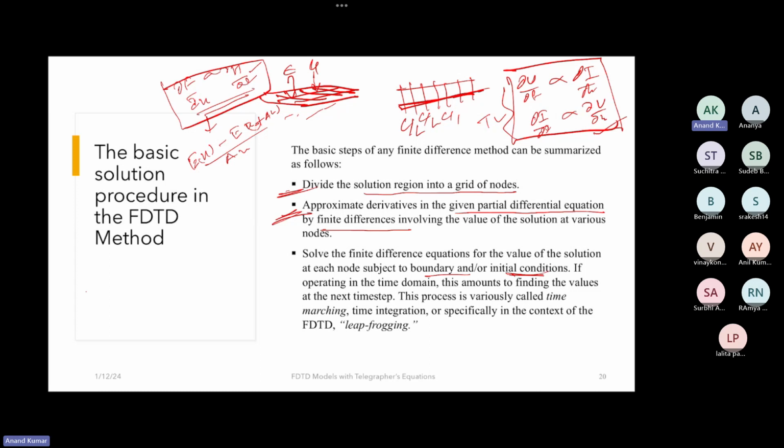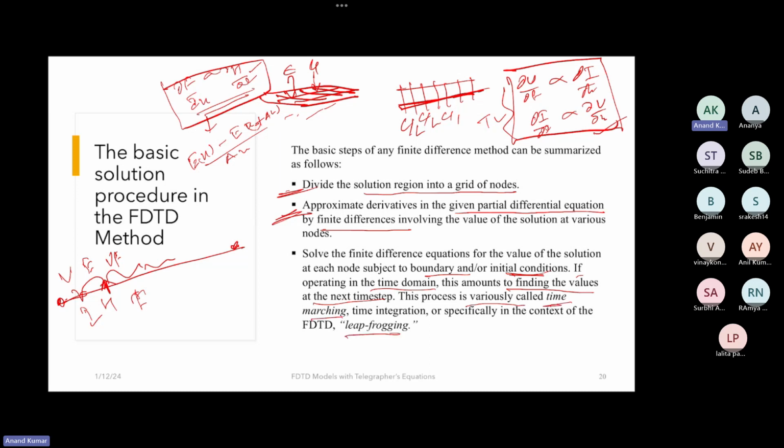For example, once you have the simulation space, you have how you will solve the electric and magnetic field values or voltage and current values. Then you must use the proper boundary conditions, and for example, if you have a source, then you introduce the source based on your initial conditions. So if operating in the time domain, this amounts to finding the values at the next time step, and this process is variously called time marching or leapfrogging.